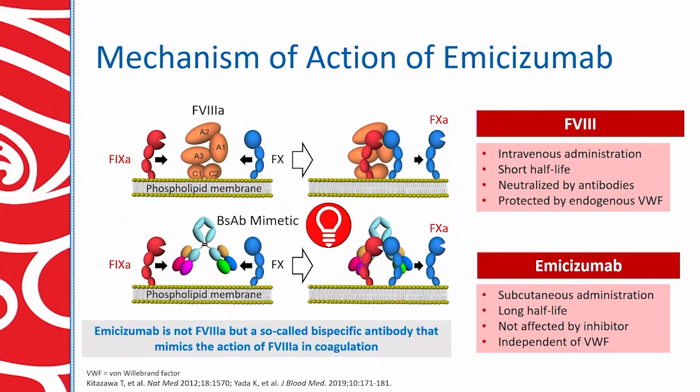So, looking at the mechanism of action of factor VIII and the bispecific antibody, we know that factor VIII is administered intravenously. The plasma-derived, but also recombinant product has a short half-life. It is neutralized by antibodies and protected by endogenous von Willebrand factor. However, emicizumab is subcutaneously administered, has a long half-life, is not affected by the inhibitor, and is completely independent of von Willebrand factor.